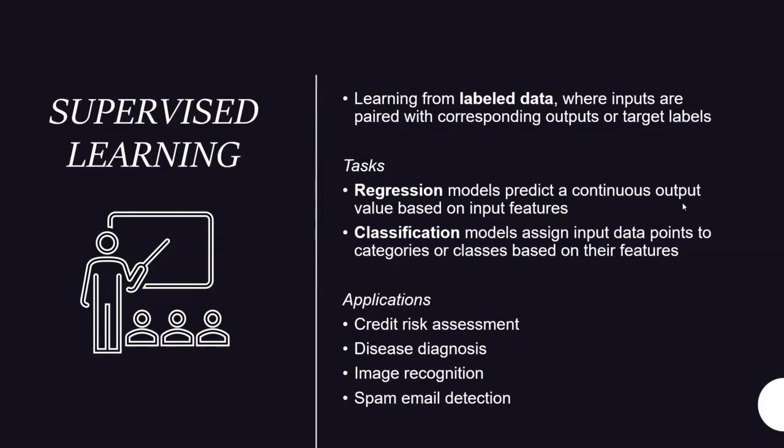And these kinds of models are used in things such as credit risk assessment. So when banks are determining whether somebody is likely to default on their loan, right? That's a binary output, right? They either default or they don't. So that would be a classification problem, right? Or if they're trying to diagnose a disease, again, do they have the disease or not? That could be a classification problem as well. Image recognition, again, if you're trying to determine whether a dog or a cat is in a picture, then that's a categorical outcome. And spam email detection as well, if your email is spam or not, again, classification.